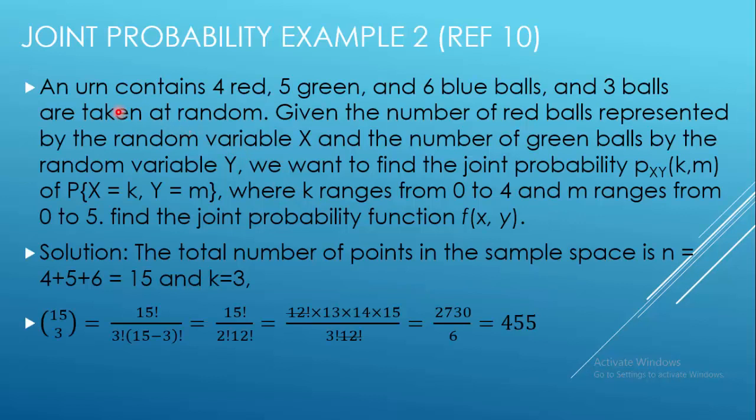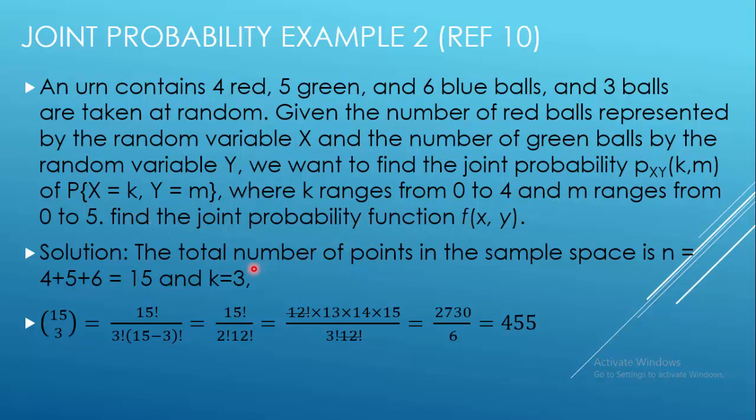There is another example. An urn contains 4 red, 5 green and 6 blue balls, and 3 balls are taken at random. Given the number of red balls represented by the random variable x and the number of green balls by the random variable y, we want to find the joint probability where k ranges from 0 to 4 and m ranges from 0 to 5. Find the joint probability f of x, y.